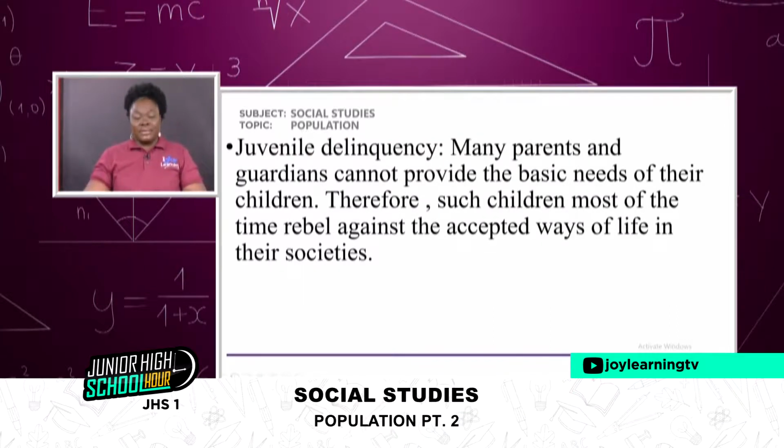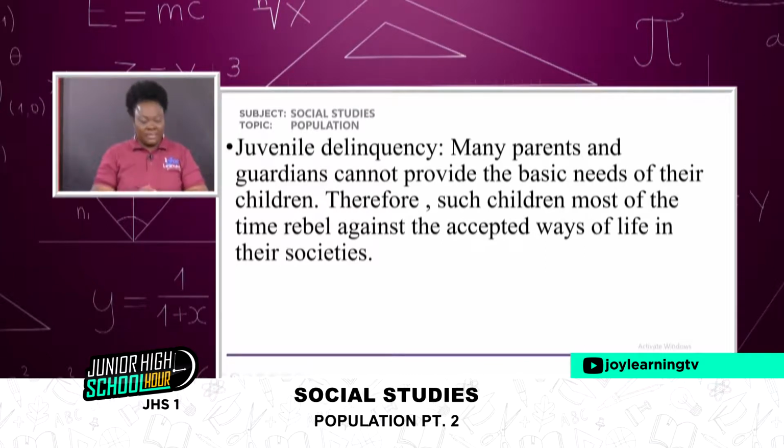Juvenile delinquencies. Many parents and guardians cannot provide the basic needs for their children. Hence, most of such children rebel against their parents and then accept gifts or ways of life in the society the way they want it to be, which shouldn't happen. But that's the effect of it.